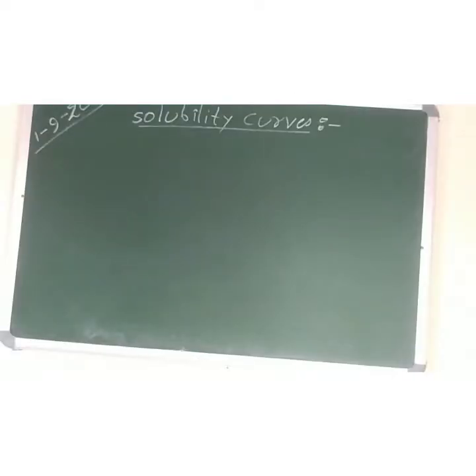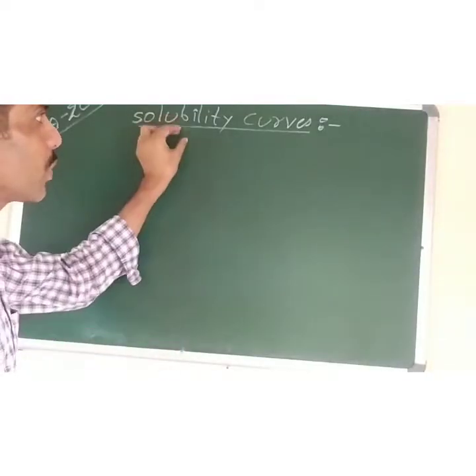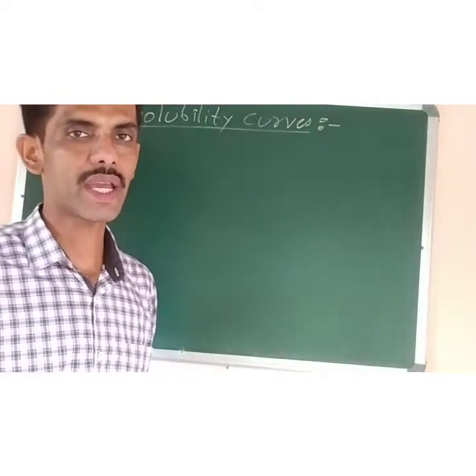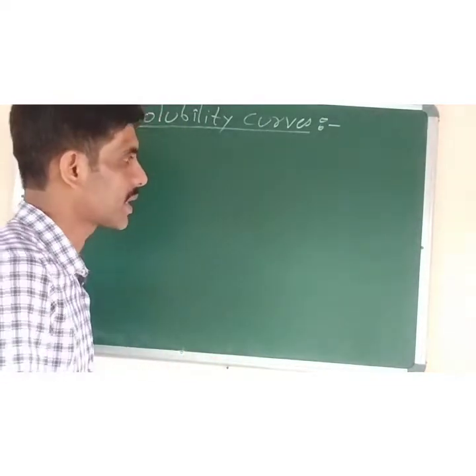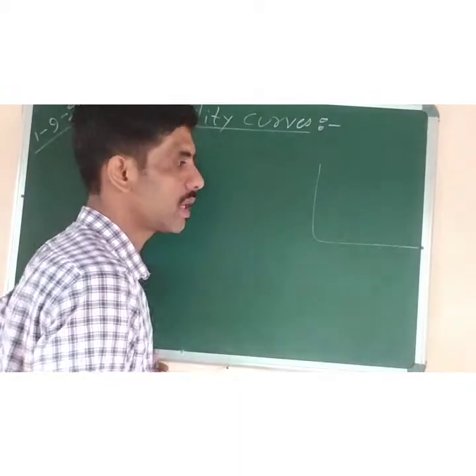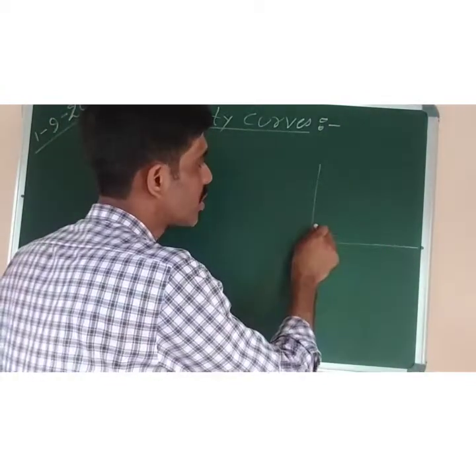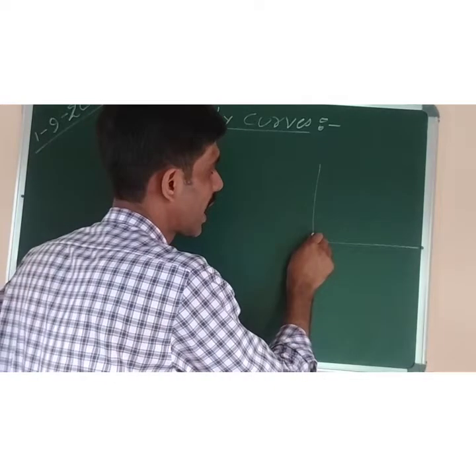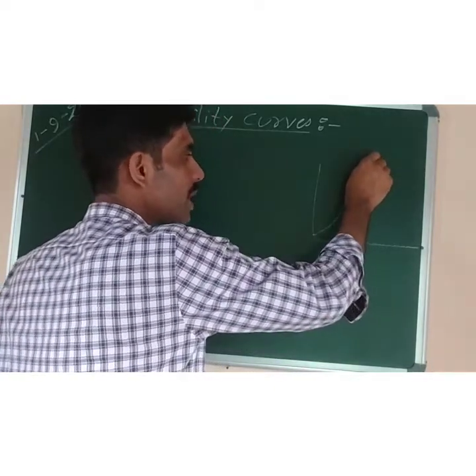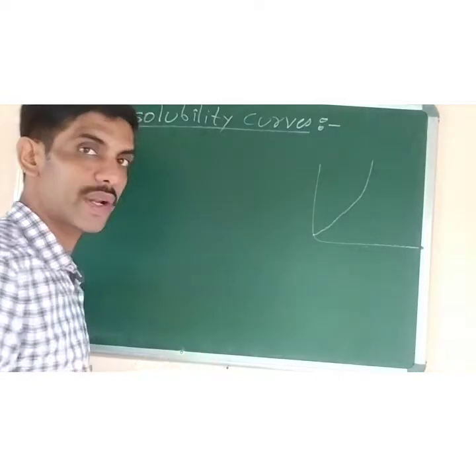Okay, next topic which we have to study is solubility curves. As the name indicates, it is a line graph, like on graph paper. There are two coordinates, the y-axis and the x-axis. So when you draw a graph, for example, I am drawing a line like this. So what is this solubility curve? What is the definition?